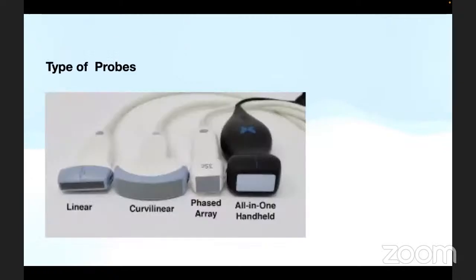So these are the types of probes. Just to visually appreciate them, towards the left is the linear, and the center is the curvilinear probe, and the other one is the phased array probe, which is the cardiac probe.